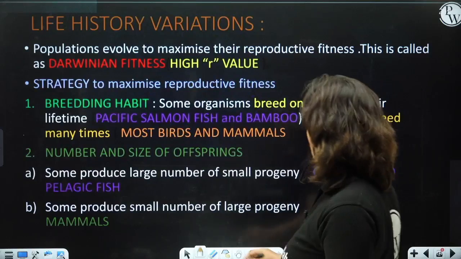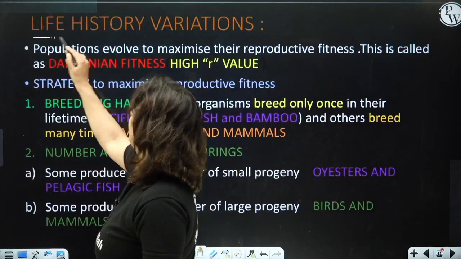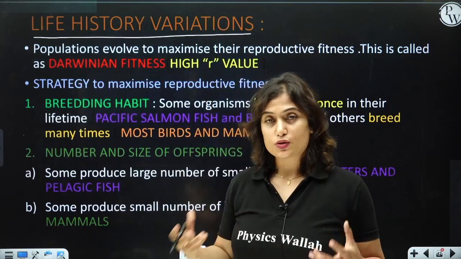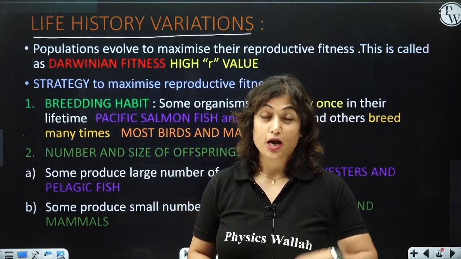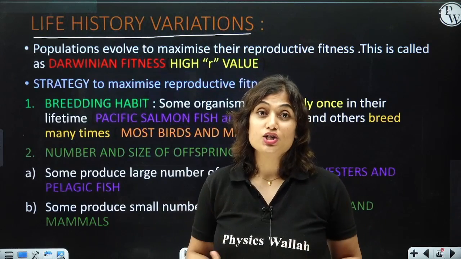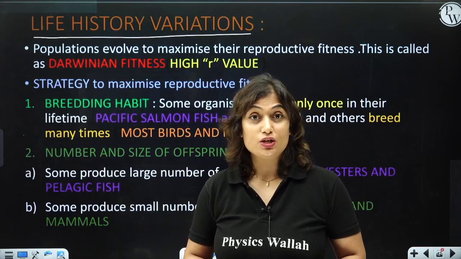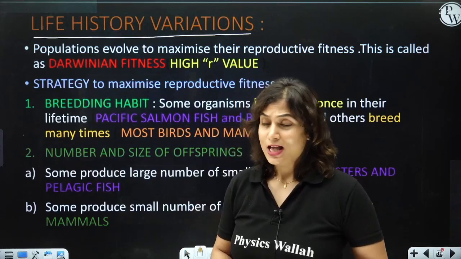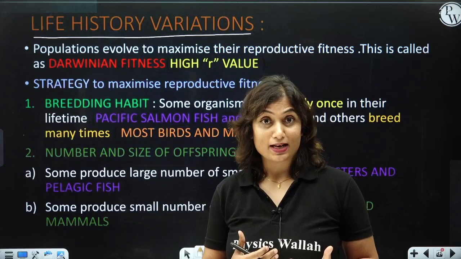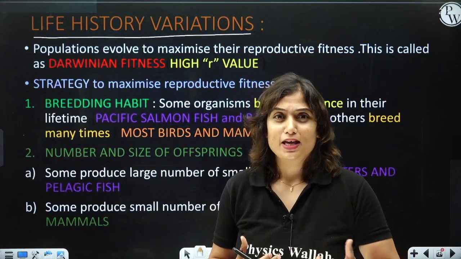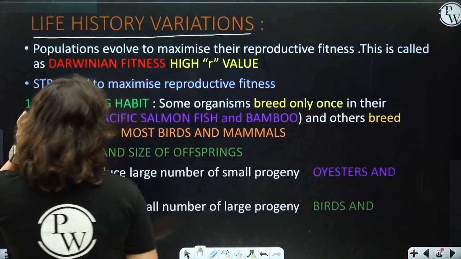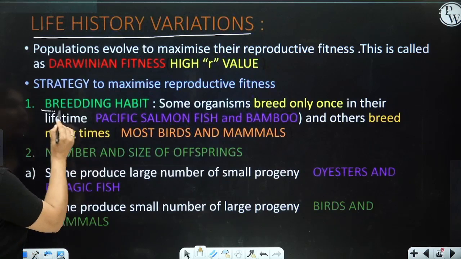Now let's move on to another important topic, that is life history variations. What is the meaning of it? During the course of evolution, every organism tries different ways so that they can achieve their R value, so that they can achieve Darwinian fitness. So there are several strategies adopted by the organisms so that they can try to achieve the R value. So what are those strategies? The first strategy is the breeding habit.